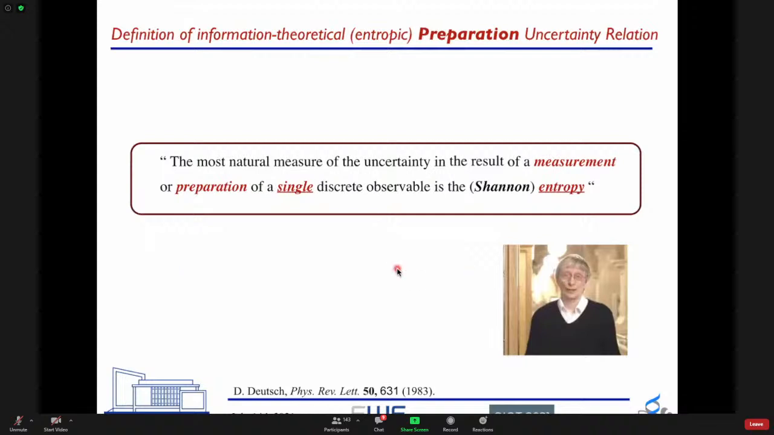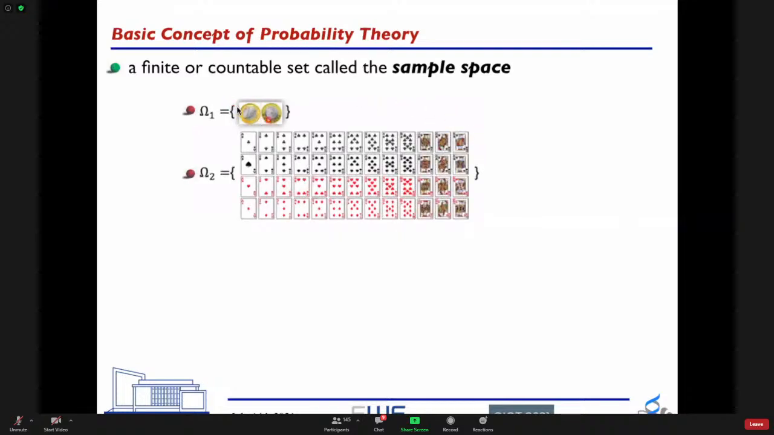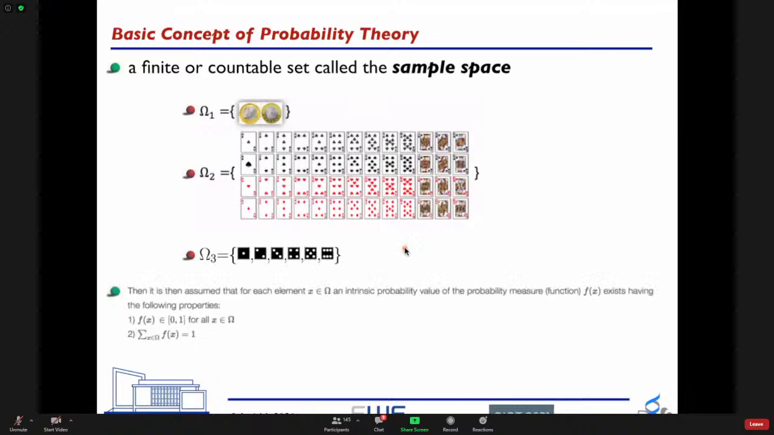And according to Deutsch, this is exactly the case when the measurement of a single observable is defined by Shannon entropy. So maybe we can take a short look at what is meant with the information theoretical concept of entropy. What we need is a so-called sample space. For example, it could be coins, or cards, or dice.